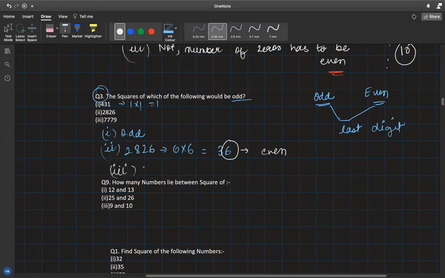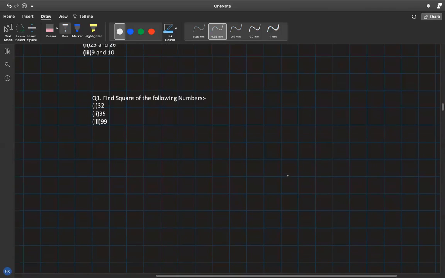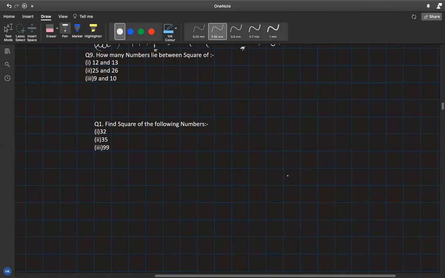Moving on with the third part, 7779. Simply look at the last digit. 9 into 9 becomes 81. Look at the last digit, which is 1. This means that this is also odd. So you don't have to solve all these questions, you just have to apply a few tricks.